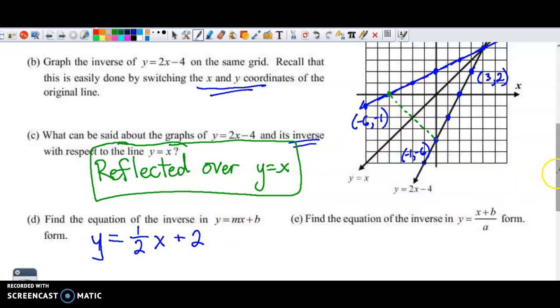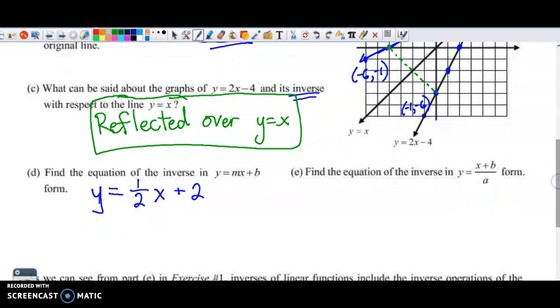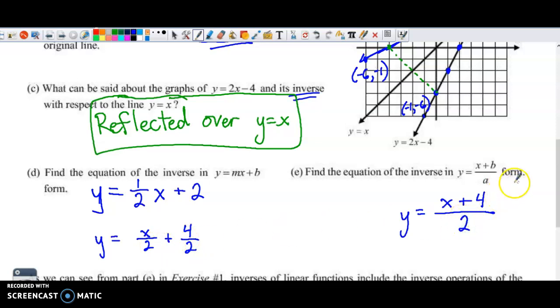Now, it might not be as obvious to you what the equation of the inverse would be in this form, but what I could do is get the same denominator. So what that would come out to be is x over 2, because that is the same thing as 1/2 x, is x divided by 2, and then change 2 to be 4/2. And the reason why we could write it that way is then my answer would be x plus 4, and with the same denominator, I can combine them together now to be like this.